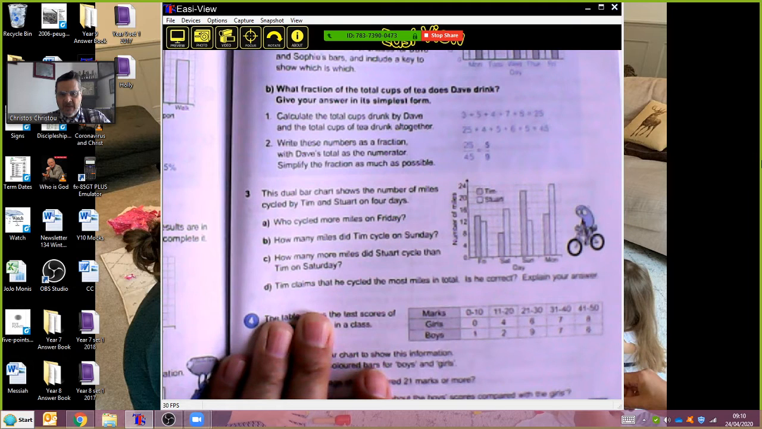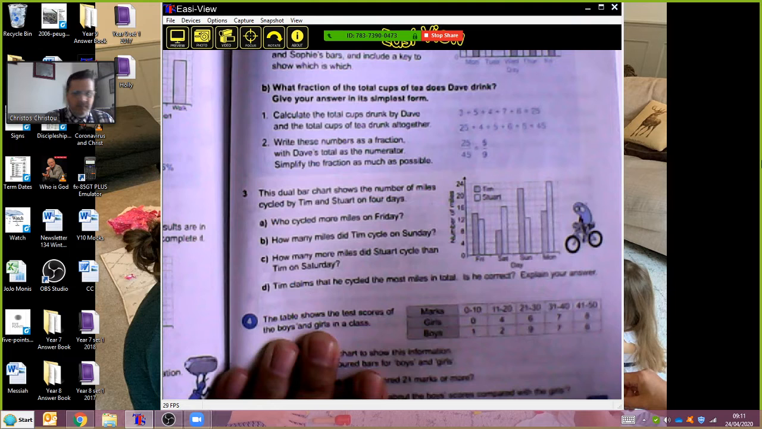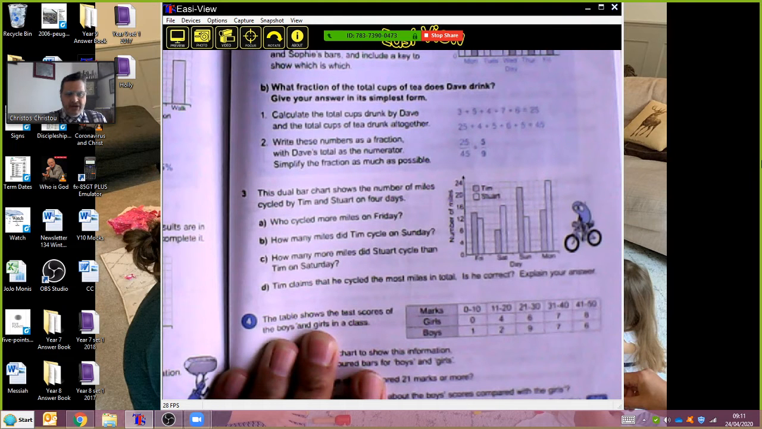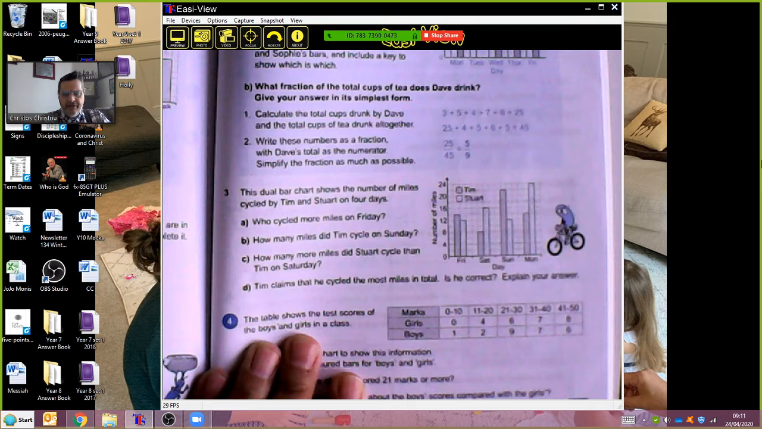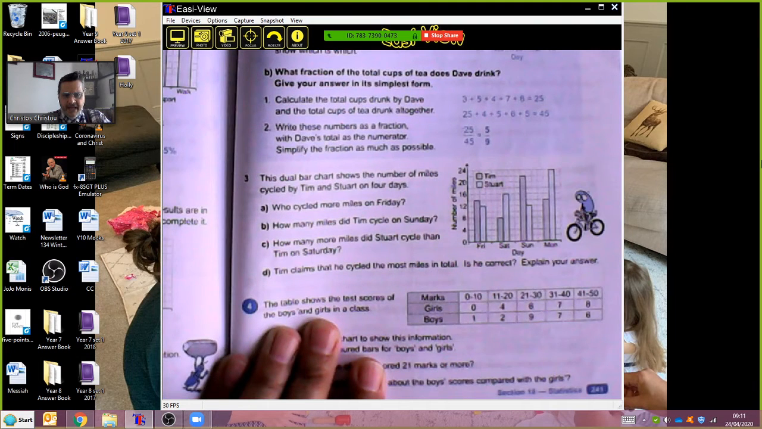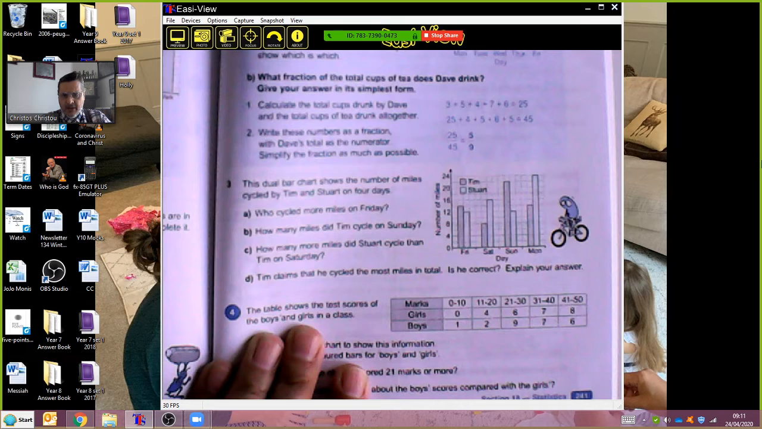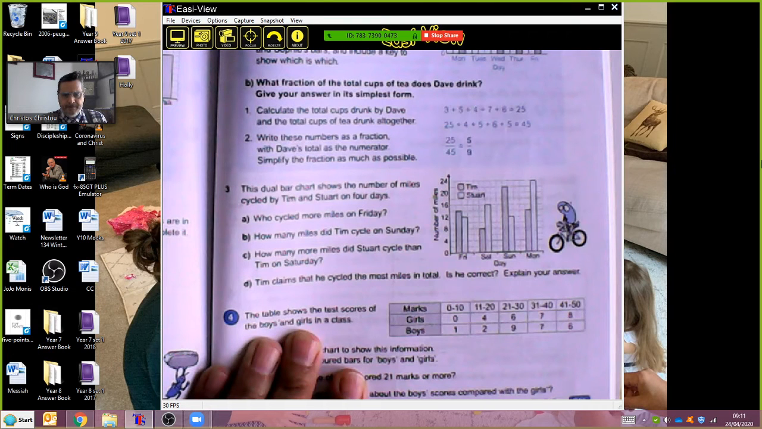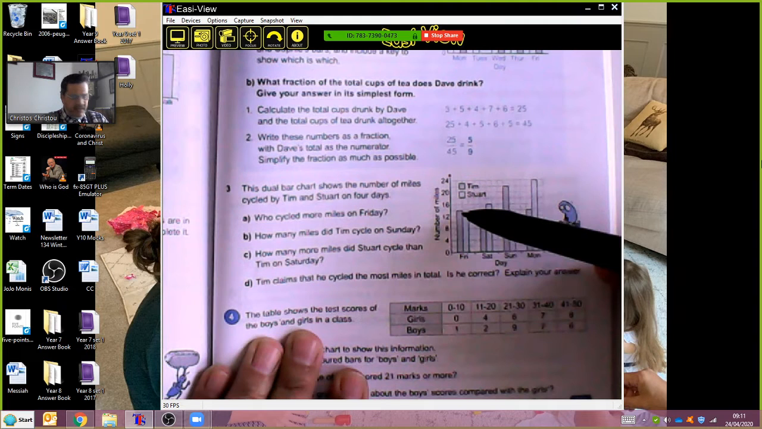Let's look at question 3. It's a continuation of the same exercise, but it suddenly changes direction. This is Tim and Stuart. They are going on a cycle ride over a long weekend. I reckon Monday's a bank holiday, because how can you be cycling Friday, Saturday, Sunday and Monday if you're at work? So here we go. Who cycled more miles on Friday? Yep, that's a bigger bar than that one.